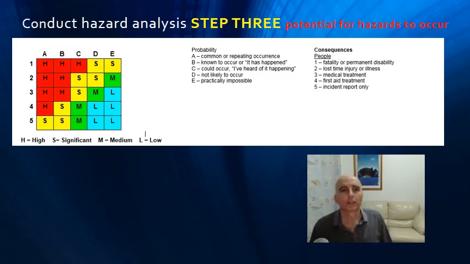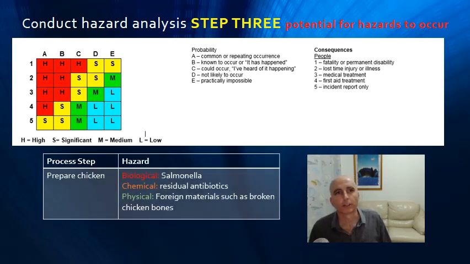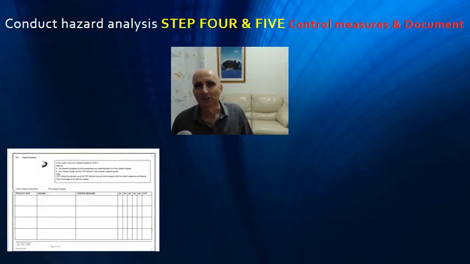The next thing you're going to have a look at is the potential for the hazard to occur. So in our example, we're looking at preparing chicken. Now you'll recognize this table. Basically, you look at the probability, and I'd say B, known to occur, it has happened, and consequences, it could be lost time injury or illness. Now, that B2 actually gets put up in this column right here. It's not as hard as it looks, is it?